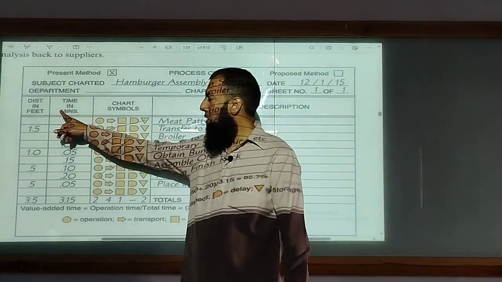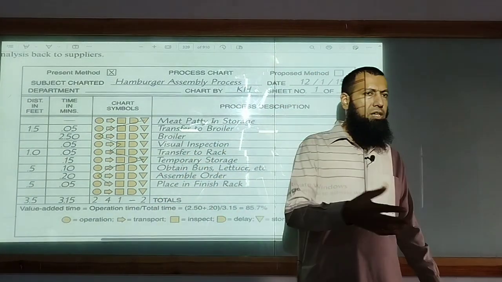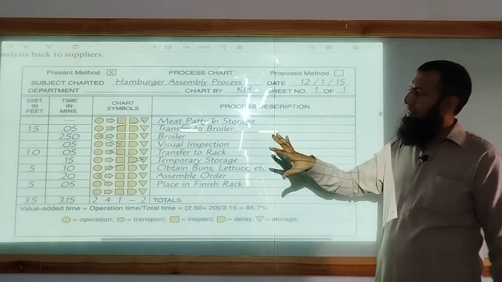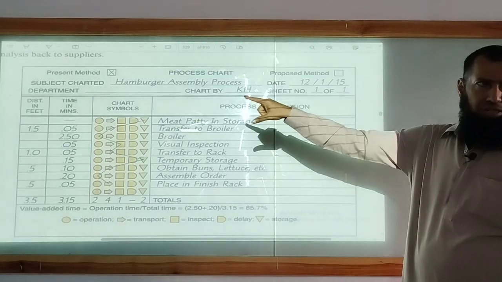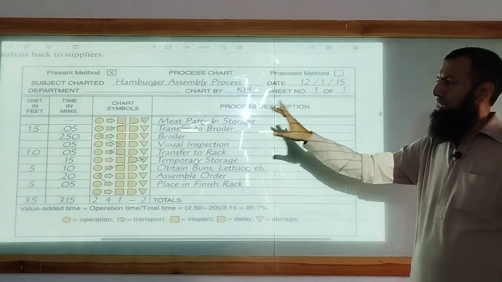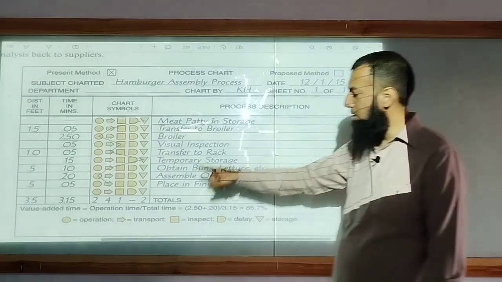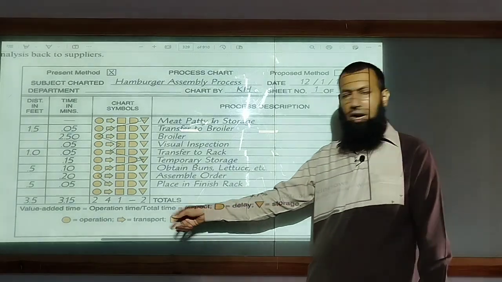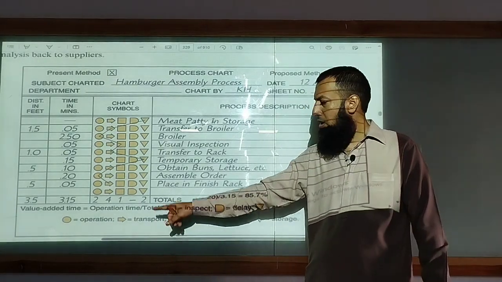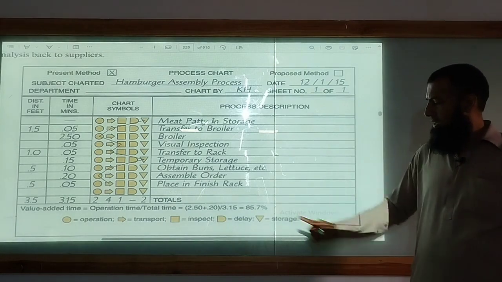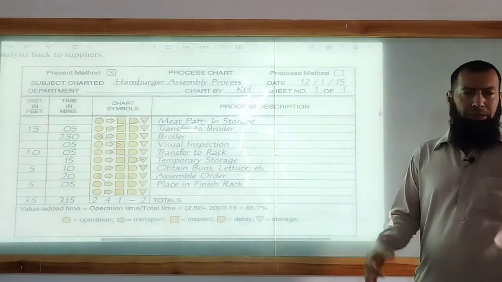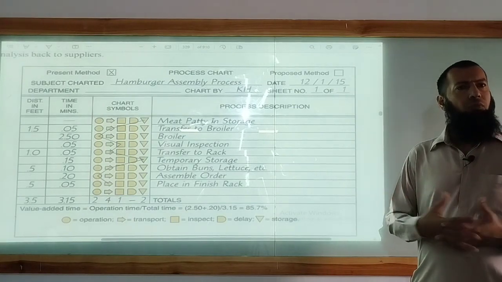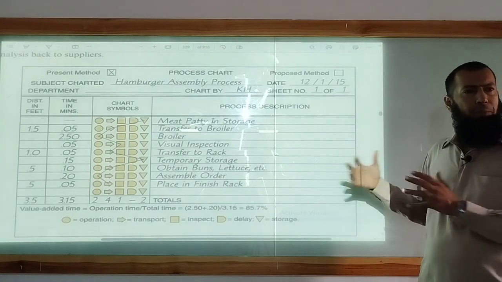And what is the distance in moving a good from one place to another place? So in that chart you see we have a distance in feet, time in minutes, and the chart symbol is telling you what kind of operation is going on. Is it a transport? What kind of activity you may say? Transport, operation, inspect, delay, storage. Basically these are the procedures for making the product ready.